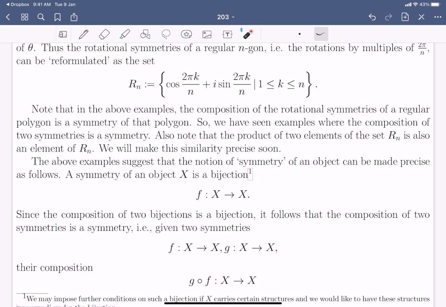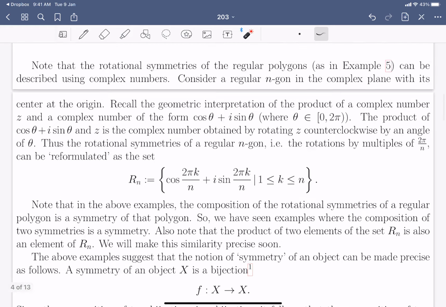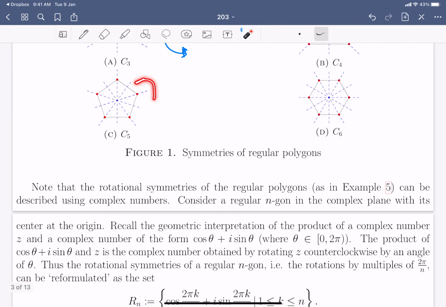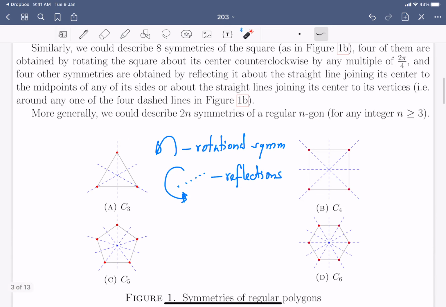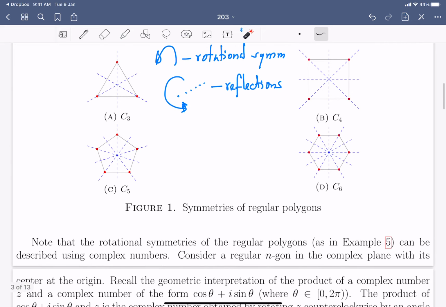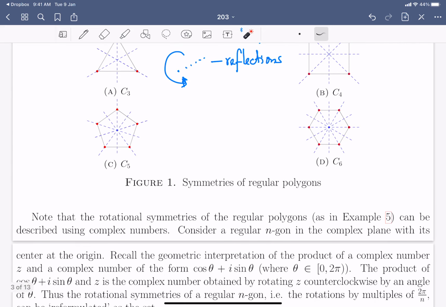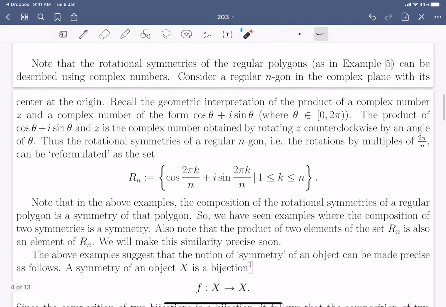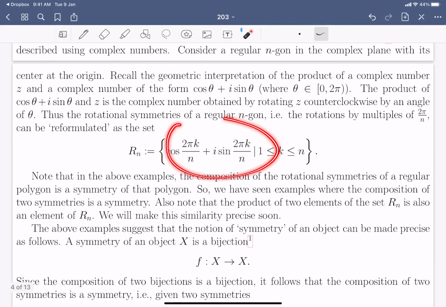In the above examples, if you pick a regular n-gon, you first rotate it by some angle, by which I mean a multiple of 2 pi over n, or 2 pi over 5 in this context. If you rotate it once and then rotate it twice, altogether, that also counts as a rotation. In other words, if you multiply any two elements of this set, then that will also be an element of this set.